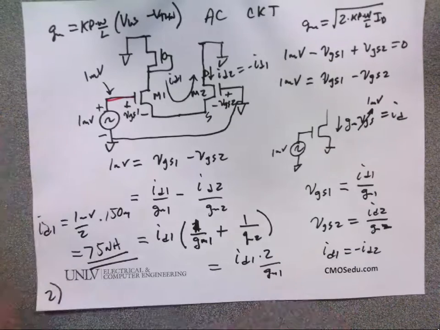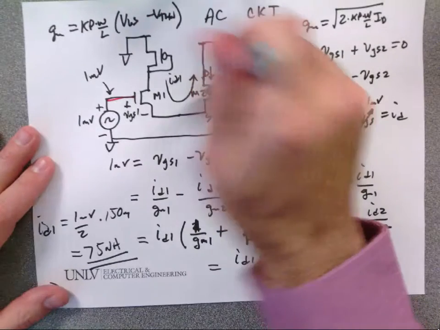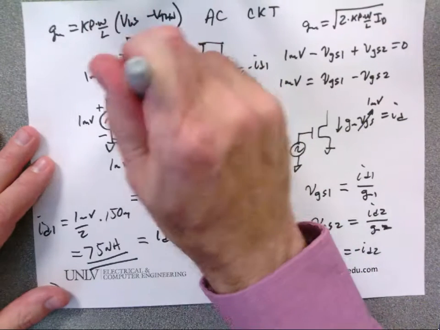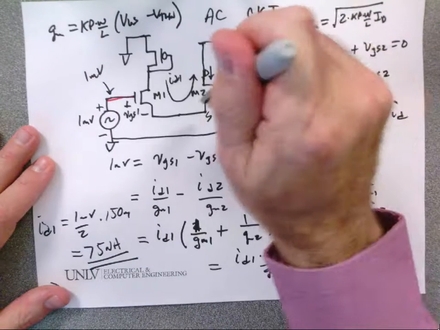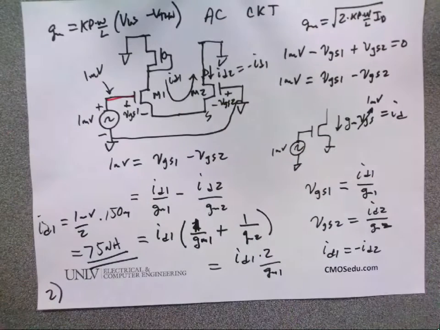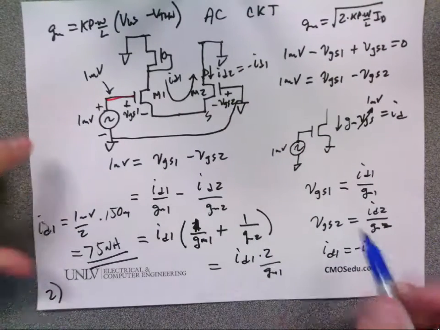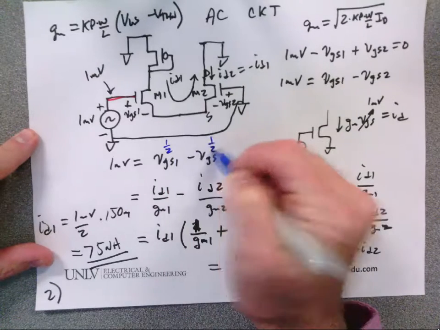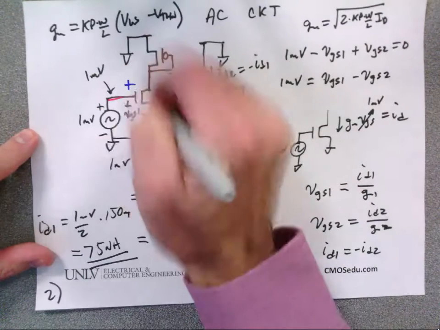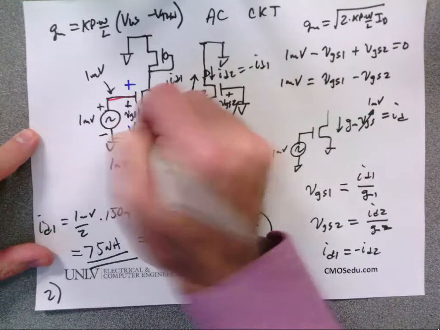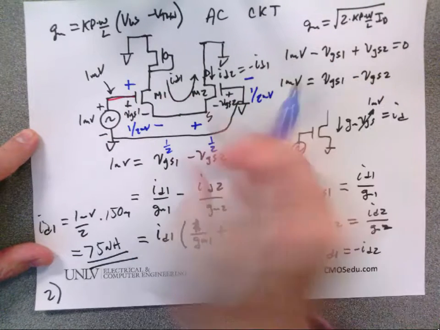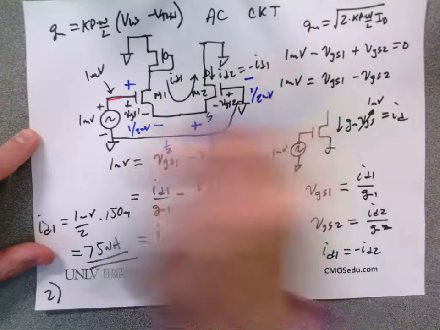Since this current has to equal this current, the VGSs are the same, so this will be 1/2 millivolt. This will be minus 1/2 millivolts, so let's write that on there, which we can deduce by just doing this loop equation here. The potential from here to here is 1/2 millivolt. The potential from here to here is 1/2 millivolt. Notice plus minus sums to 1 millivolt.